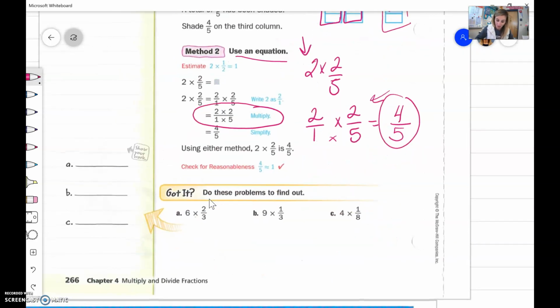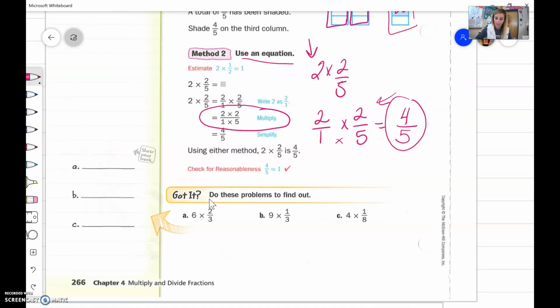Okay, so let's go ahead and practice down below on these 3. So I have 6 times 2/3. So I'm going to put 6 over 1 times 2/3. Now, I have to multiply across. When I multiply across, I get 6 times 2, which is 12, and then 3 times 1, which is 3.